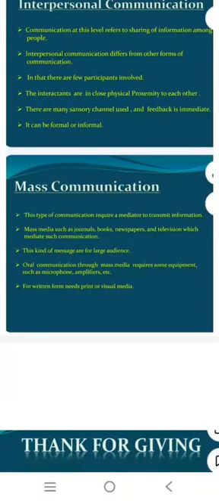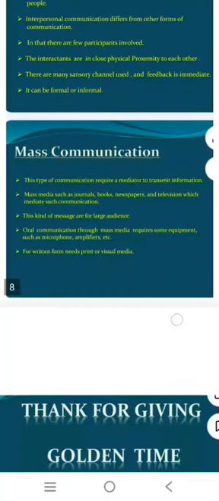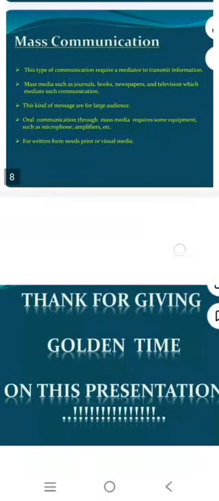Mass communication. This type of communication requires a mediator to transmit information. Mass media such as journals, books, newspapers and television mediate such communication. These kinds of messages are for a large audience. Oral communication through mass media requires some equipment such as microphones, amplifiers, etc. The written form needs print or visual media.